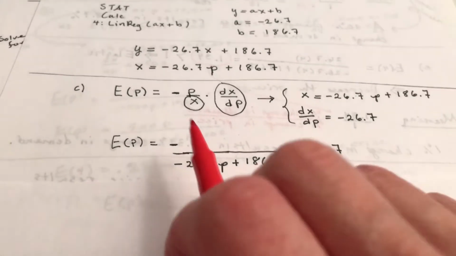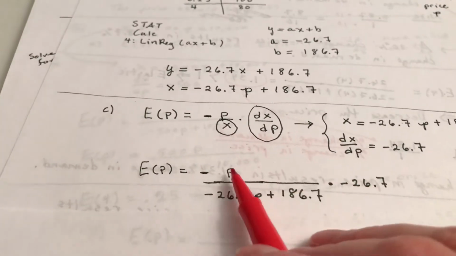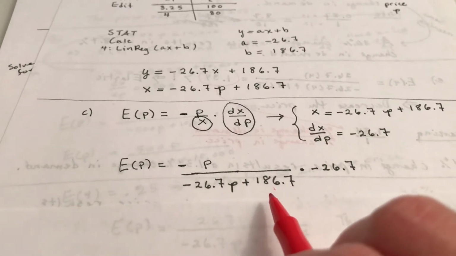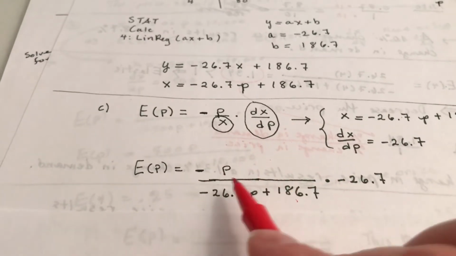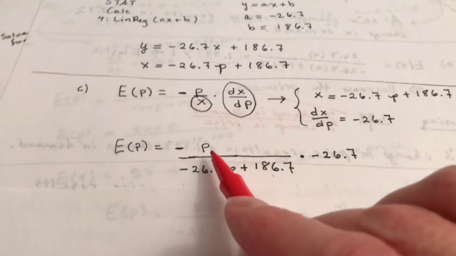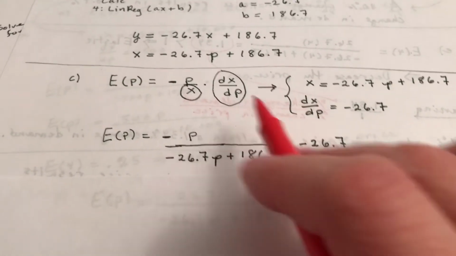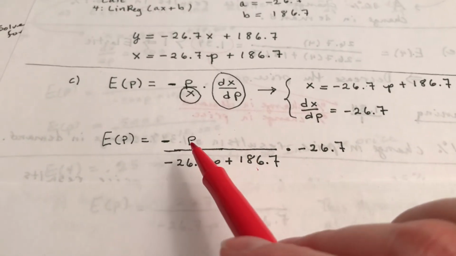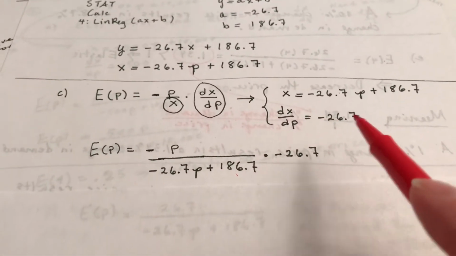So let's see. So notice that this negative, which can be a nuisance, I always put it up in the numerator just to save things from happening down in the denominator. So that negative can go to the numerator, the denominator, or just right outside. I just put it up in the numerator. Trust me, it's a good idea. And then the X is this linear equation times, and then dx dp is just this constant right here. So look what I've done. I've substituted, P just stays. X, I put in this. And dx dp, I put in the negative 26.7.